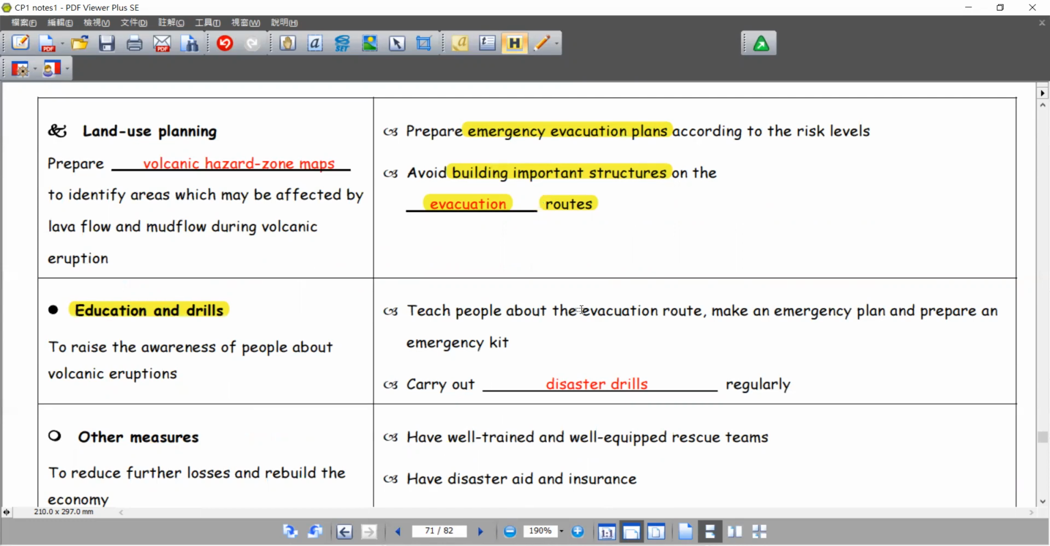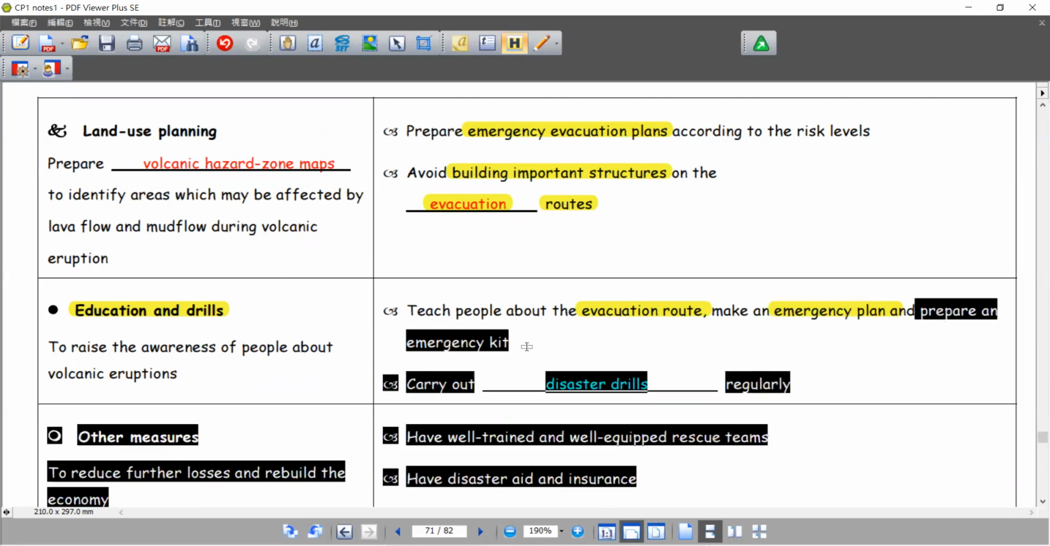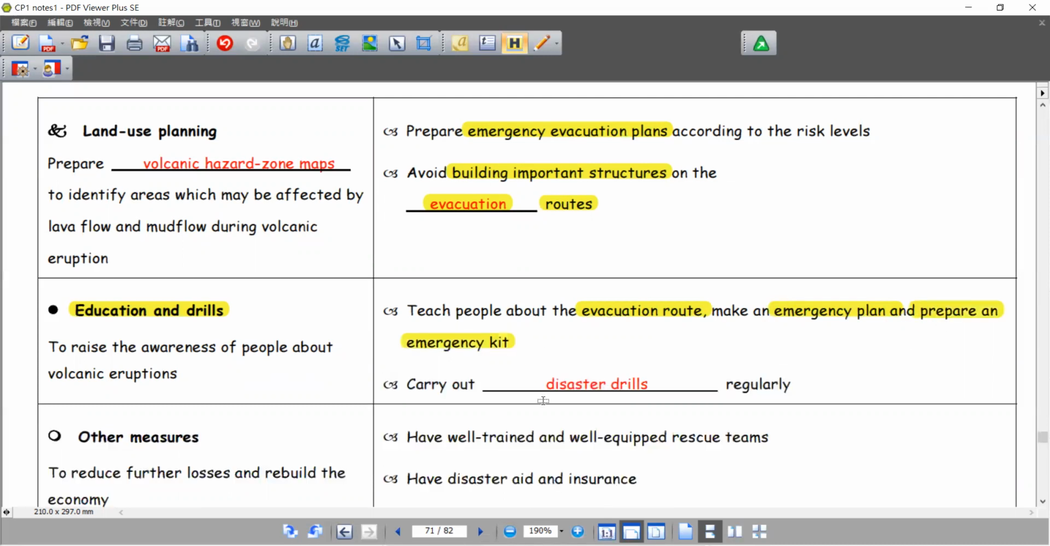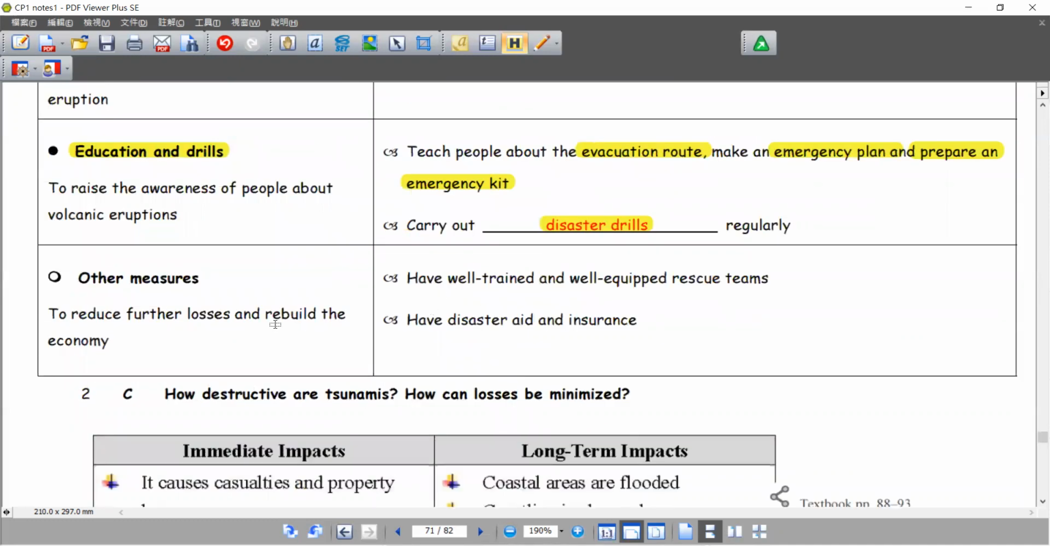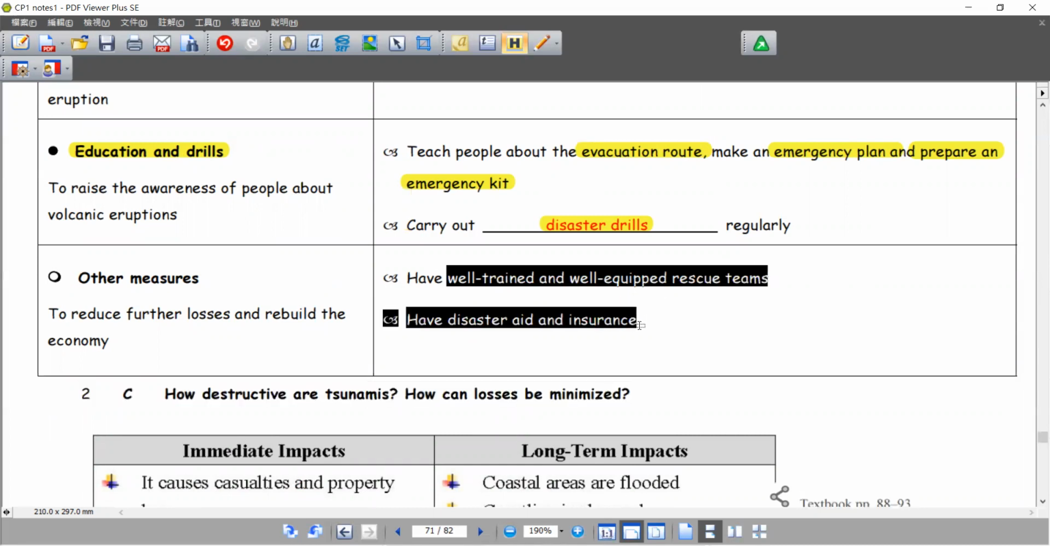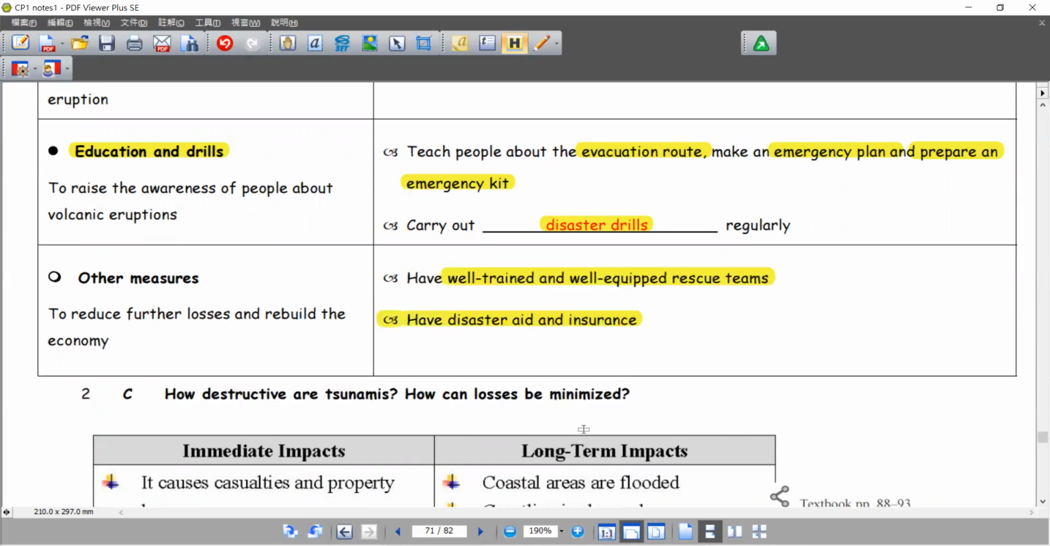Teaching people evacuation routes, making an emergency plan and preparing an emergency kit, just like the students there wearing helmets to school instead of caps. Disaster drills are done regularly. Other measures may include a well-trained rescue team and also insurance, which I've already talked about in the earthquake section.